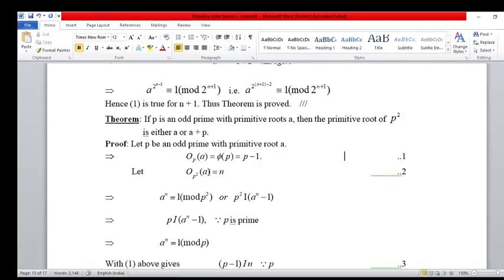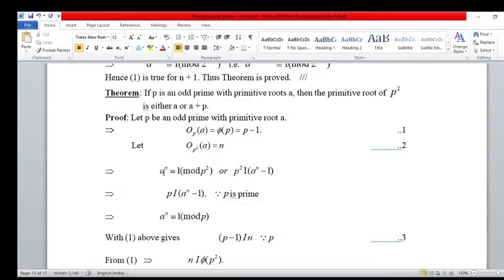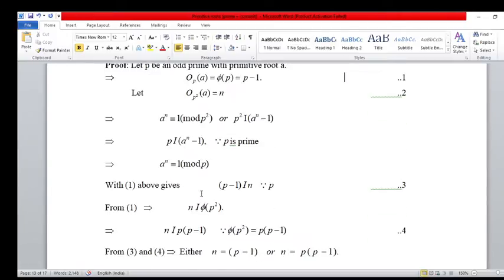Let the order of a mod p² be equal to n. This can be written as a raised to the power n congruent to 1 mod p². This is the congruent form; the division form means p² is a divisor of aⁿ minus 1. Again, p² is a divisor of this, which means p is also a divisor of this, p is prime. So p is a divisor of a raised to the power n minus 1, and this is the division form converted into congruent form, meaning a raised to the power n congruent to 1 mod p.